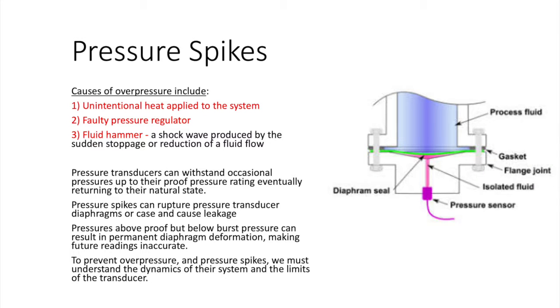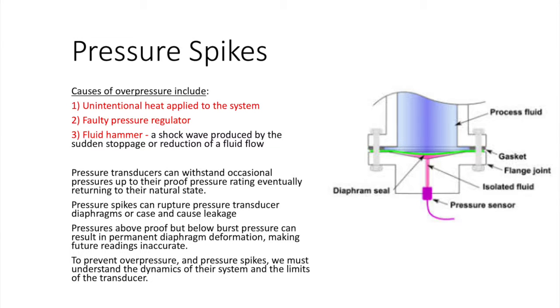So now we're going to talk about pressure spikes. Some causes of overpressuring include unintentional heat applied to the system, faulty pressure regulators, or fluid hammering, which is basically a shock wave produced by the sudden stoppage or reduction of a fluid flow. Pressure transducers can withstand occasional pressures up to their proof pressure rating, eventually returning to their natural state. Pressure spikes can rupture pressure transducer diaphragms or casings and cause leakages. Pressures above proof but below burst pressure can result in permanent diaphragm deformation, making future readings inaccurate.